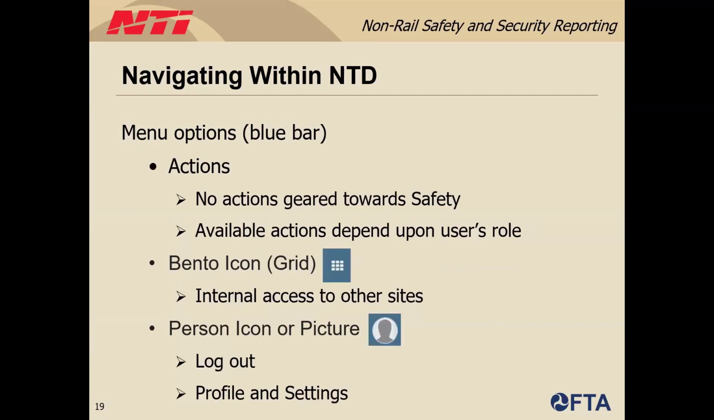Under the Action menu option, there are no actions related to safety data reporting, but you may use actions depending on your user role. The bento icon or grid in the upper corner provides internal access to other sites, such as other FTA organizations, the user management module, the SSOR for safety oversight data, and so on. The person icon or picture of the user, if shown, is where you can log out and you can access your Appian profile and system settings.